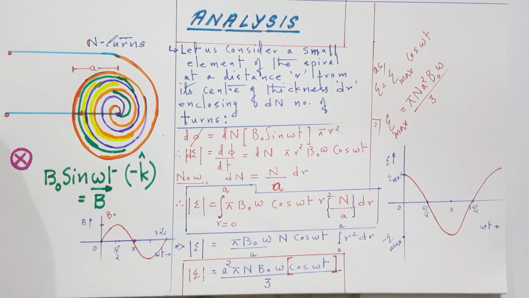Now in certain exams this sort of question comes, that they give you that the total magnitude of induced EMF is, they tell you this one, pi a square N B0 omega cos omega t by x. Find the value of x. So here in our case the value of x will be 3.